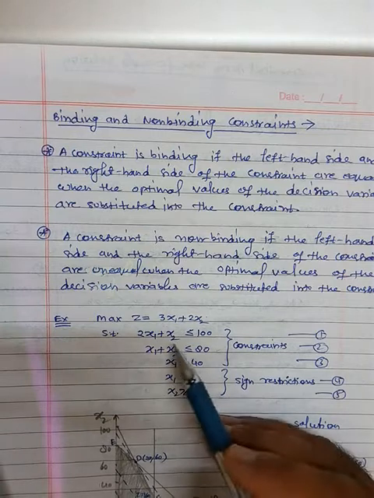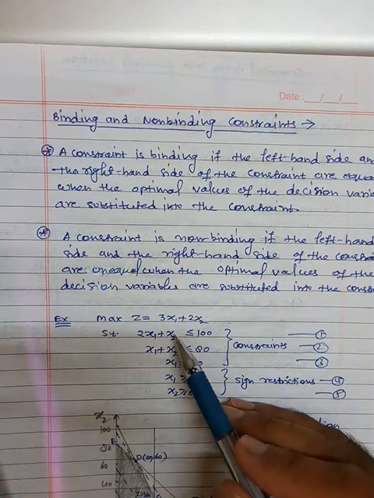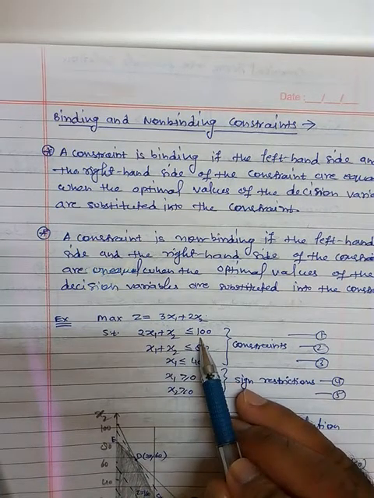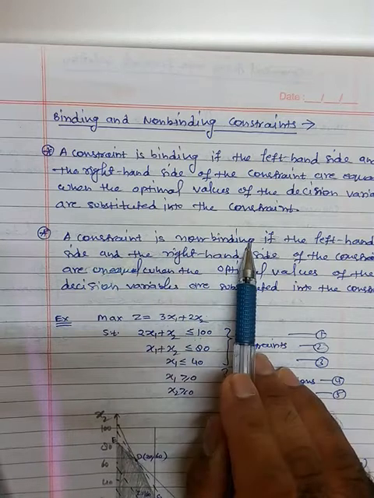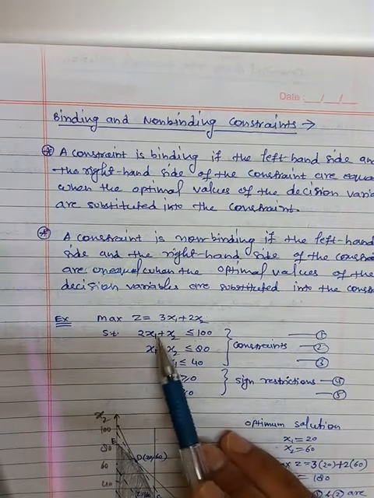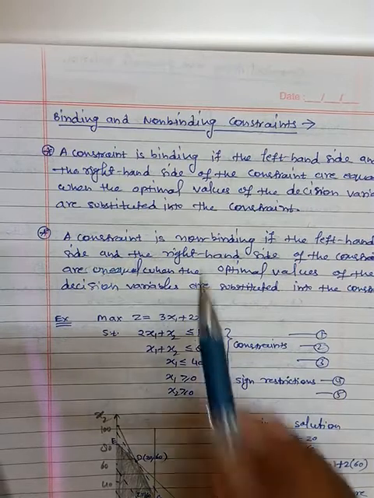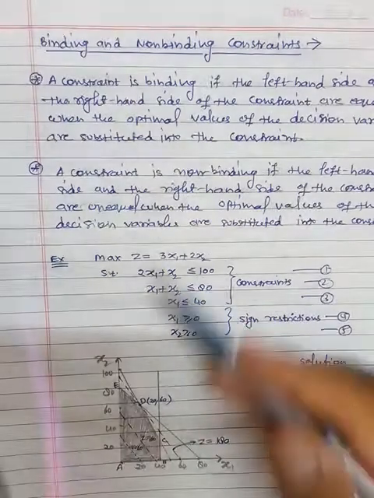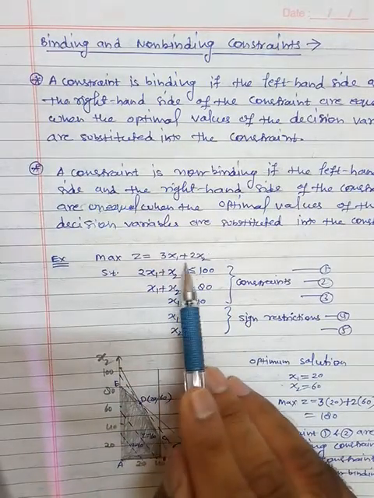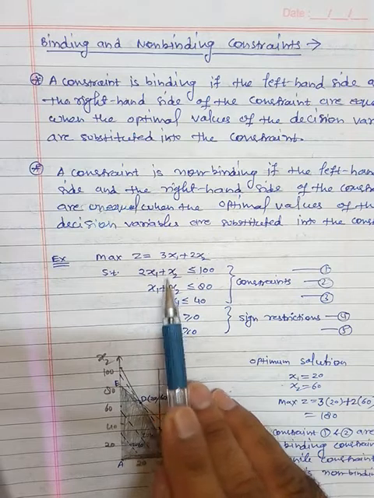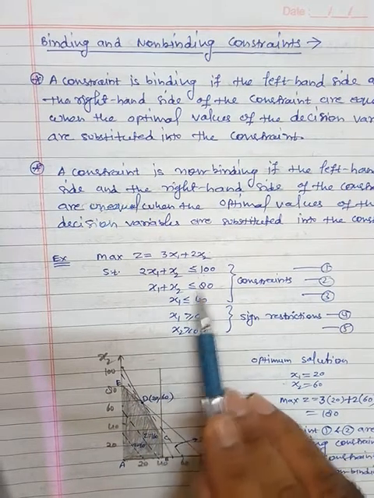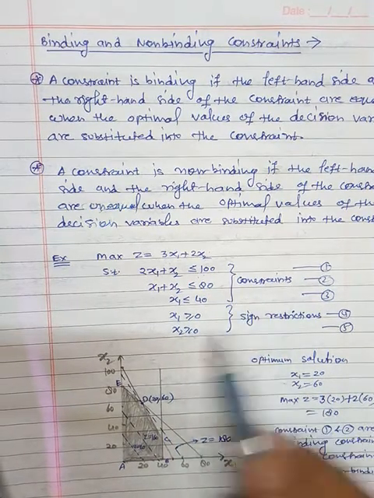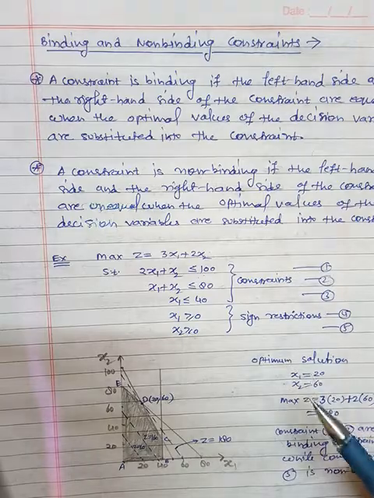When you substitute the optimum solution, for example here, suppose you get 90, so 90 is less than 100, then the constraint is known as non-binding. If you substitute the optimum solution here and you get 100 is equal to 100, then the constraint is known as a binding constraint. So this is the meaning. Here we have taken one example. Maximize z = 3x1 + 2x2 subject to 2x1 + x2 <= 100, x1 + x2 <= 80, and x1 <= 40. So these are the three constraints and these are the two non-negativity conditions.